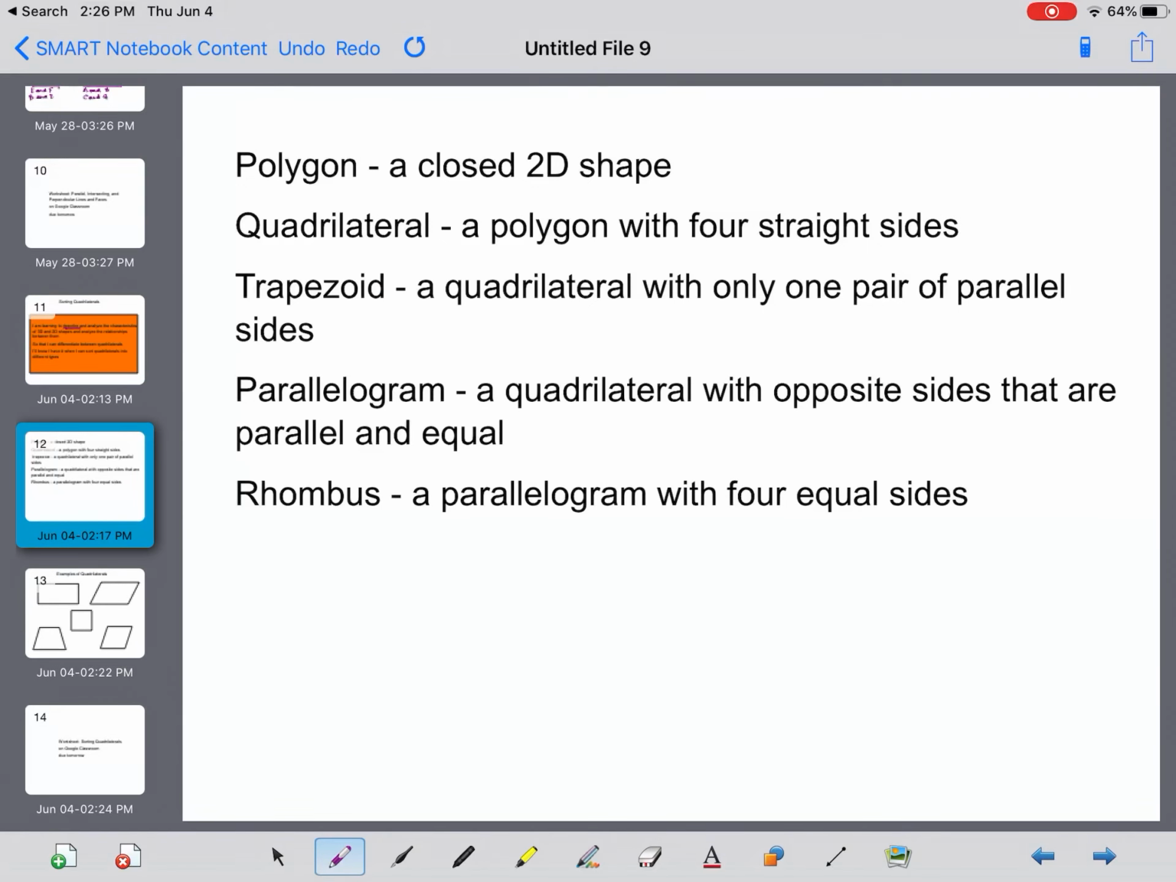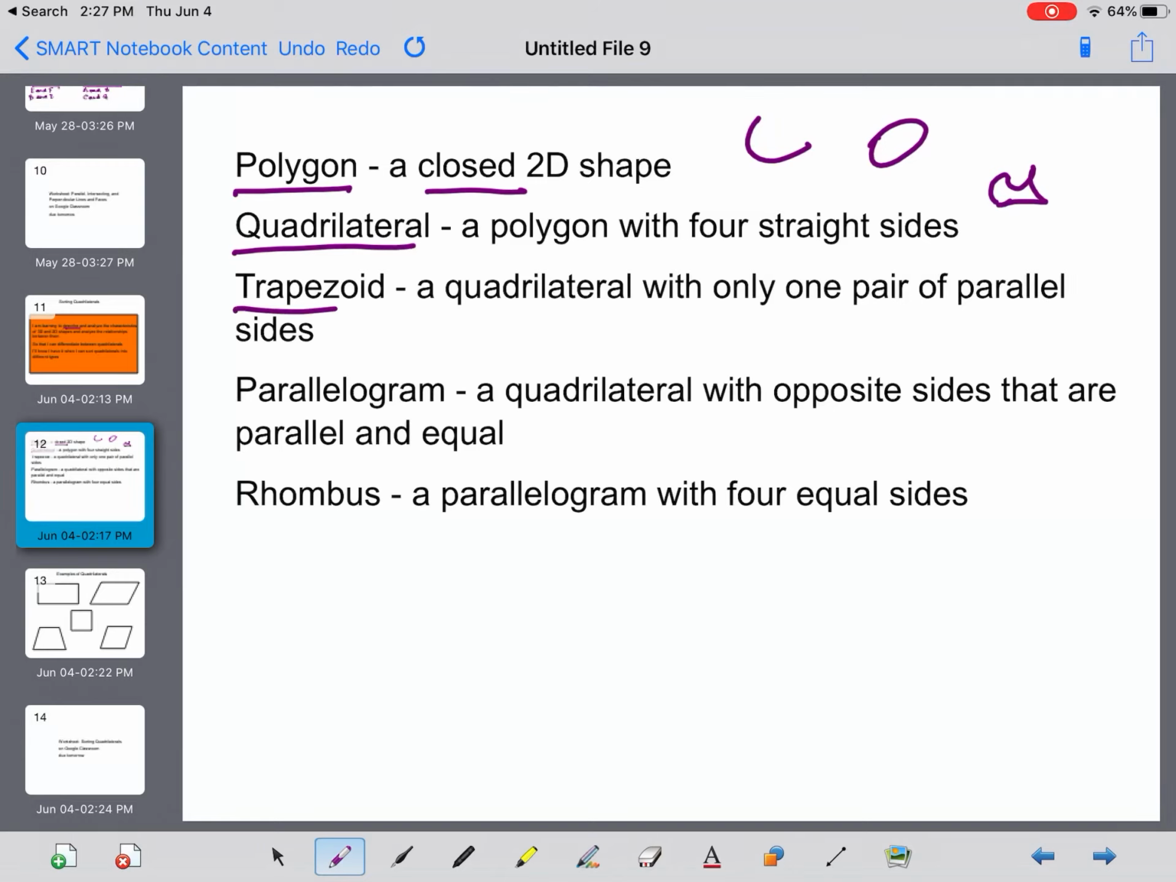Alright, before we start, we have a few definitions that we need to go over. A polygon is any closed 2D shape. This would not be a polygon, but this would be a polygon, because it has to be closed. A quadrilateral is a polygon with 4 straight sides, so any closed 2D shape that has 4 straight sides. You don't want any curved sides like that one. That one would not be a quadrilateral.